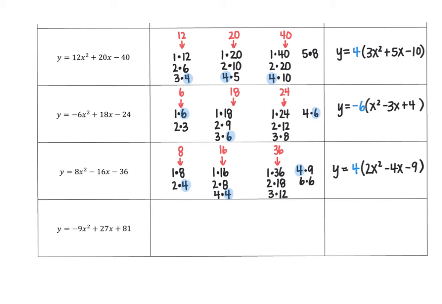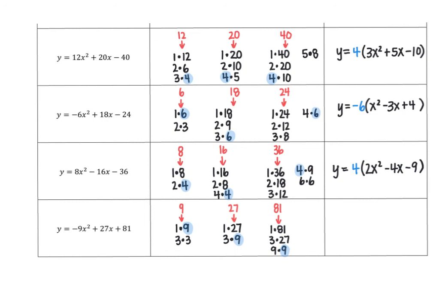In our final example, we will need to find the greatest common factors for the coefficients of 9, 27, and 81. For 9, it'll be 1 times 9, or 3 times 3. 27 has the factors 1 times 27, or 3 times 9. And 81 has the factors of 1 times 81, 3 times 27, or 9 times 9. Across all the coefficients, we can find a greatest common factor of 9.